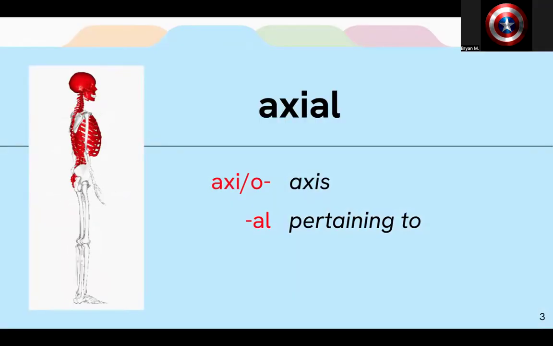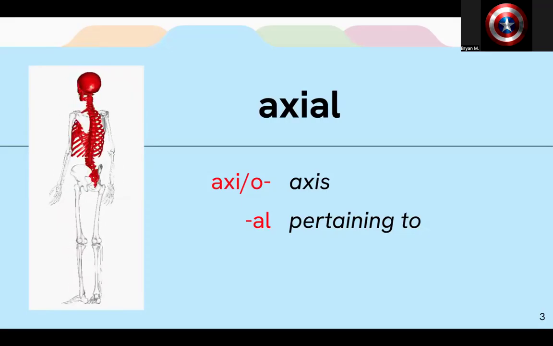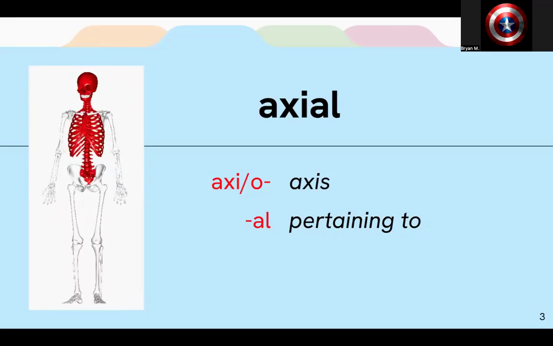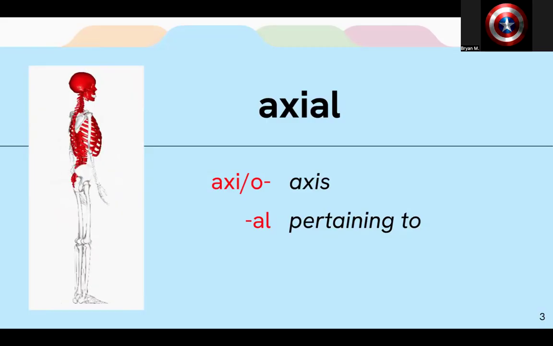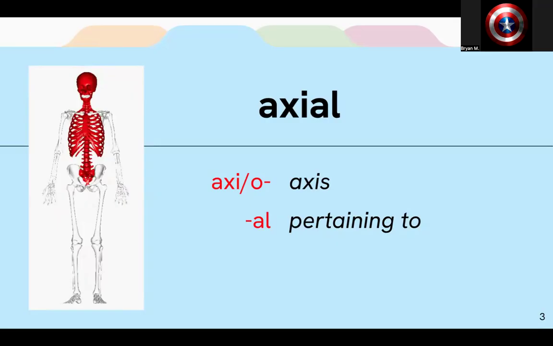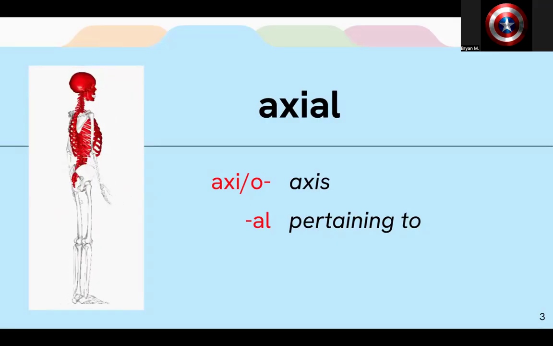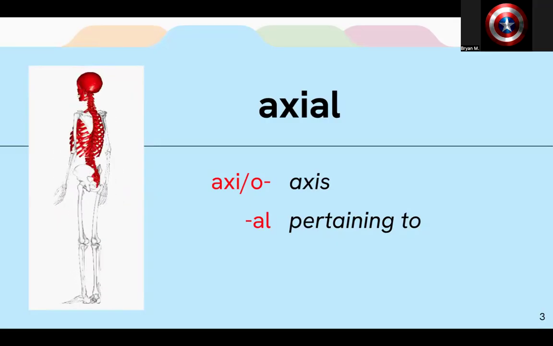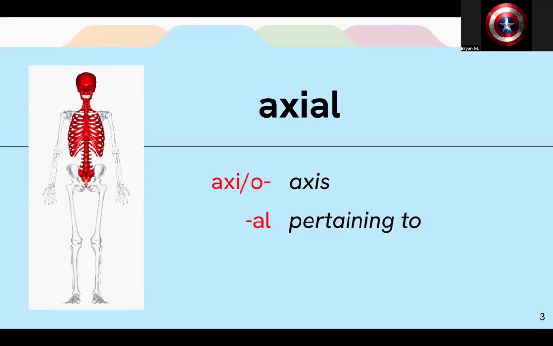Next is the axial skeleton, which consists of bones of the head, neck, chest, and spine. The word axial comes from the word axio or axi, meaning a central line around which parts are arranged.